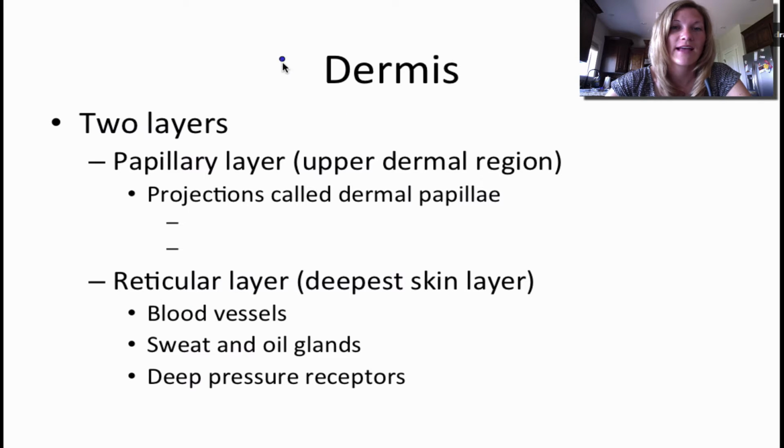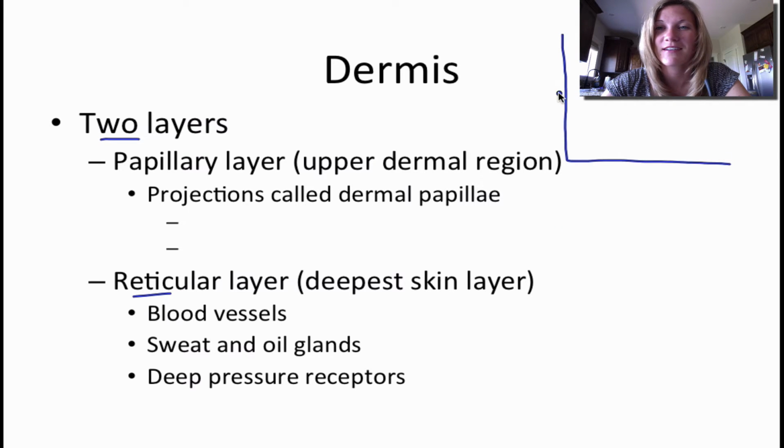Okay, so now we're getting into the dermis. So the dermis has two layers. You have the papillary layer, which is the upper dermal region, and then you have the reticular layer. So if we are to draw out our diagram, we have our epidermal layers. Then up here this will be our dermis, except I didn't draw that very well. This will be the papillary layer, and then down here will be the reticular layer.